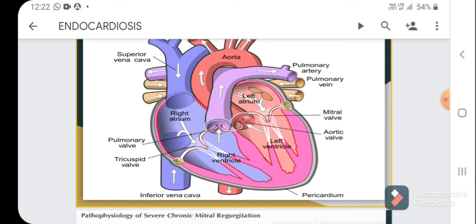Over time, this will cause volume overload in the right atrium and there will be dilatation of the right atrium. This backflow of blood also causes an increase in pressure in the right atrium, which causes increased resistance to the blood coming from the superior and inferior vena cava. And over time, blood starts to stay back in the veins, which manifests as edema of limbs and ascites in dogs. Hope it is clear.